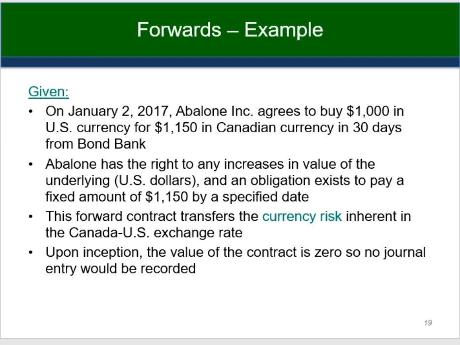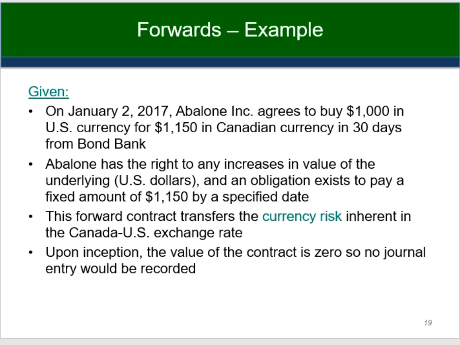And so if the exchange rate, the U.S. dollars per Canadian dollar, goes up, that means that you are able to buy a higher value U.S. currency for a fixed Canadian price. So the obligation exists to pay a fixed amount of $1,150 anytime the price goes up between now and the settlement date, at the end of the contract in 30 days. That's an increase in value, that's a gain. If the US dollar price goes down, that would be a loss.